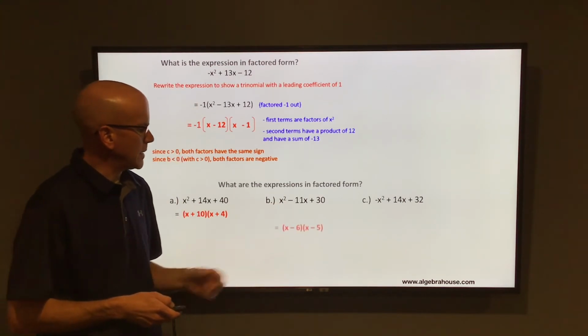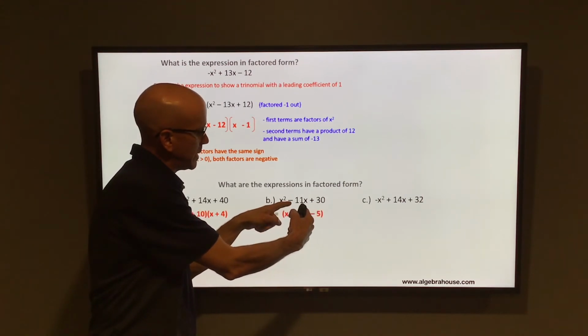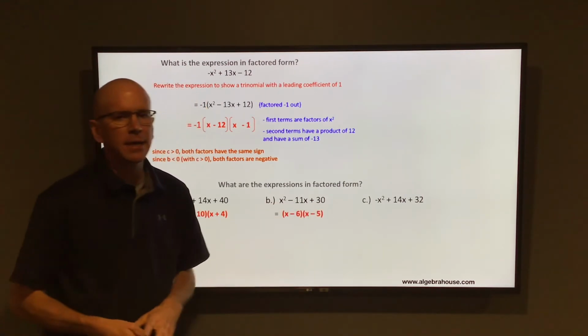We're going to factor that into two binomials. The first terms are x. The second terms multiply to make 30 and add to make negative 11. It'd be negative 6 and negative 5.